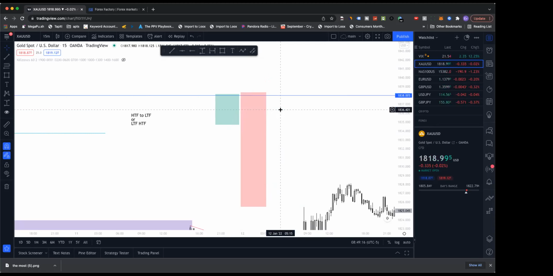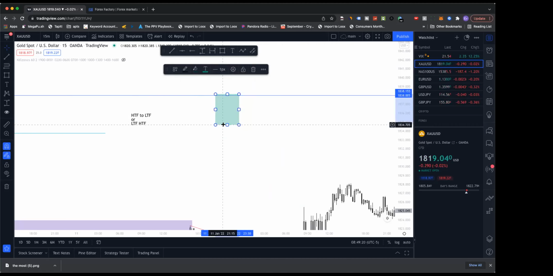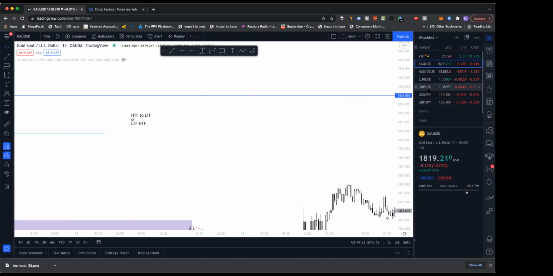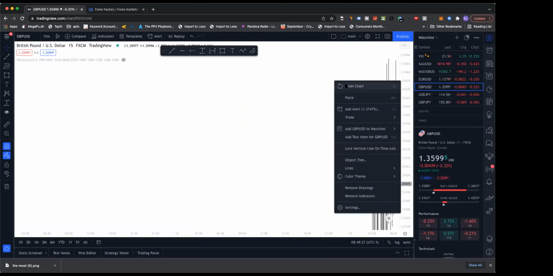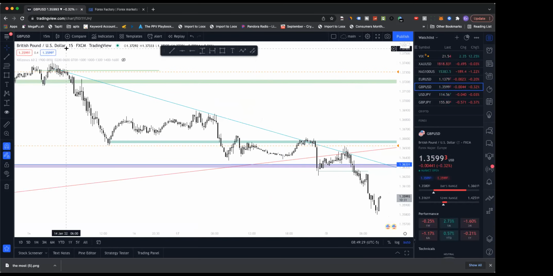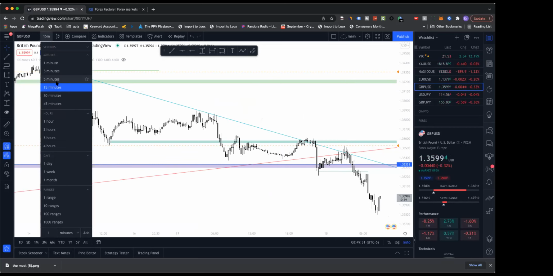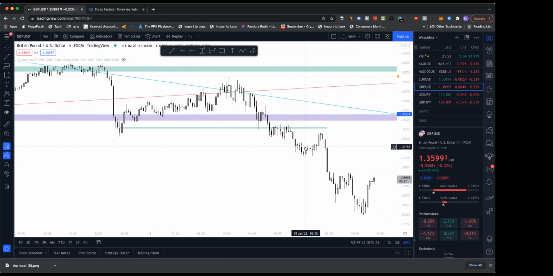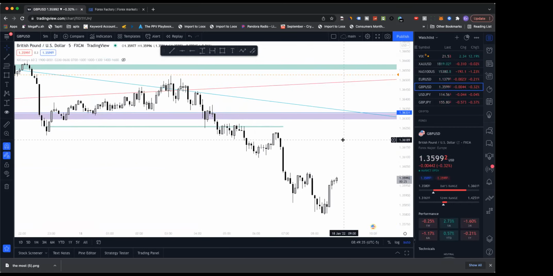Okay. I wanted to ask, on GU at the moment, do you think the 5 minute is doing the same pattern as you just spoke about now? Just something that I noticed. I don't really see any pattern. There's no pattern. There's no call. This would need to make a high up here.